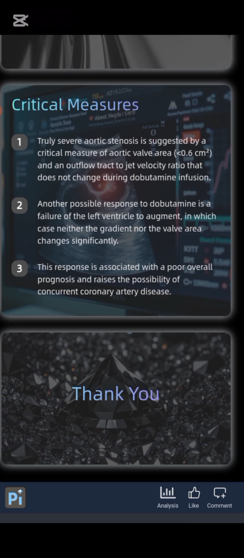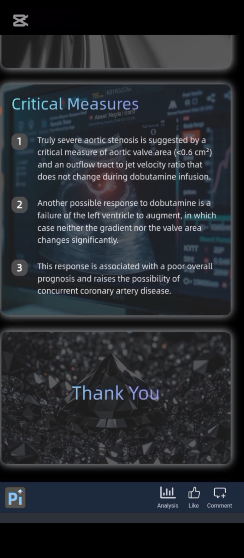So this is the second part of valvular disease, aortic stenosis. In the previous lecture, we studied the Bernoulli equation and how we quantify the aortic valve area by the continuity equation and the pressure gradient by the Bernoulli and modified Bernoulli equations. And this is the dobutamine study of the aortic valve.